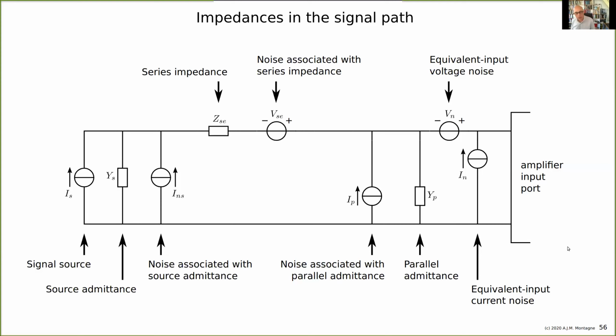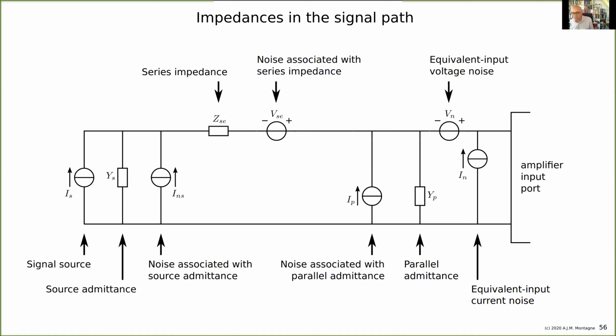Here I have a situation in which we have an amplifier input port with the equivalent input noise sources modeled. For the rest of the amplifier, I have nothing, and I told you at this stage it is not of interest. And I have a source. In this case, I have a signal source in the form of a current source with a parallel impedance, usually we call it the source admittance, and noise associated with this source admittance.